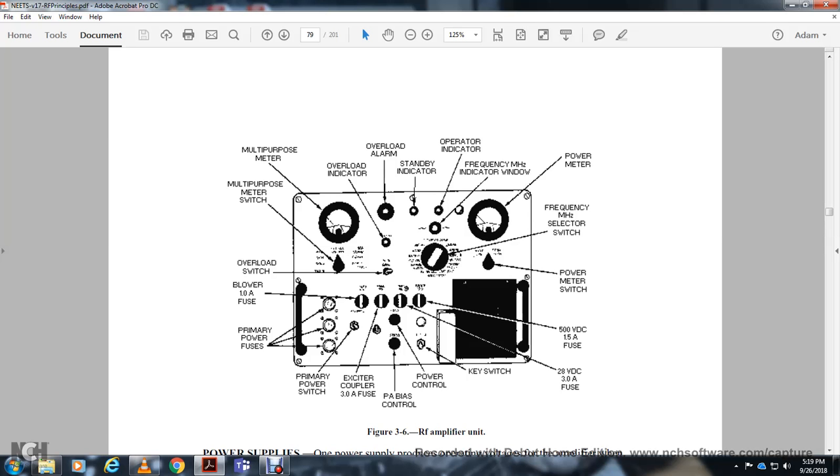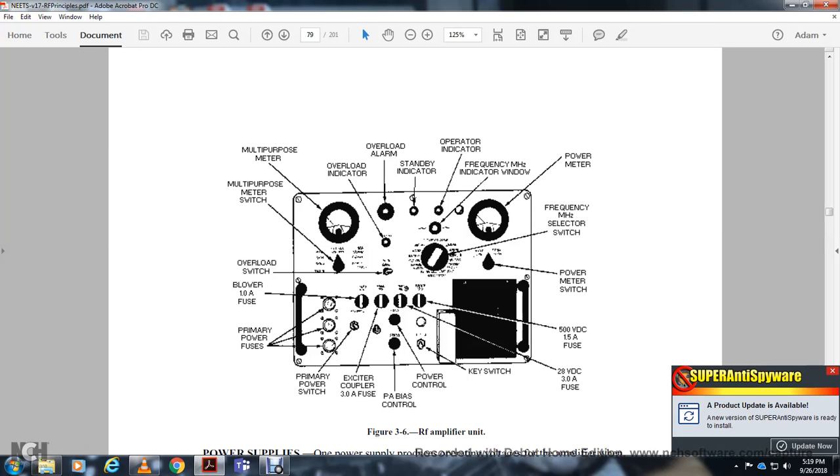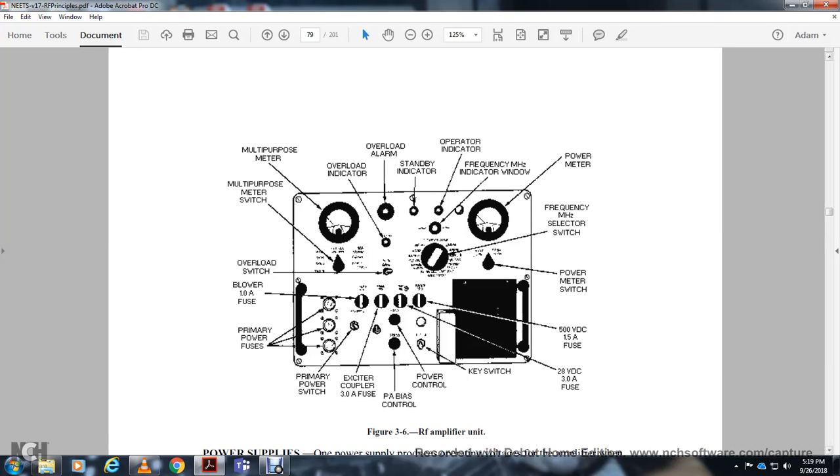Selector switch, power meter switch, 500 volt DC, 1.5 amp fuse, 28 volt DC, 3 amp fuse, key switch, power control, PA bias, coupler, 3 amp fuse, primary power switch, primary power fuses, 1 amp fuse, overload switch, multi-purpose meter switch.